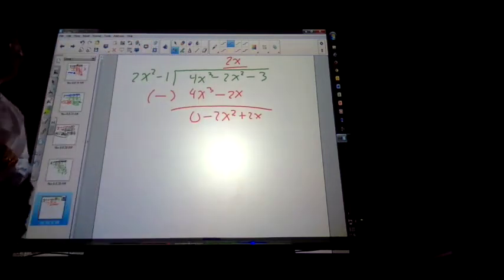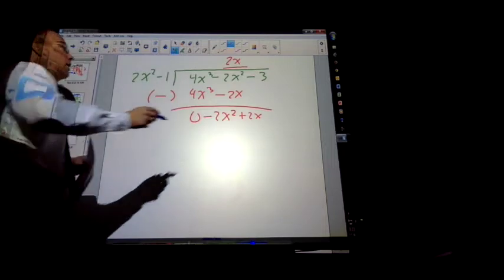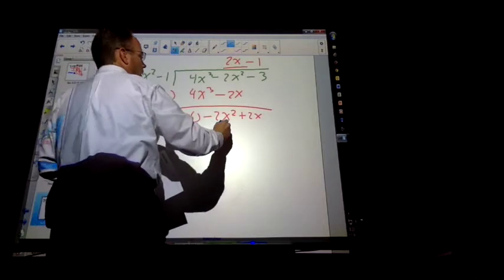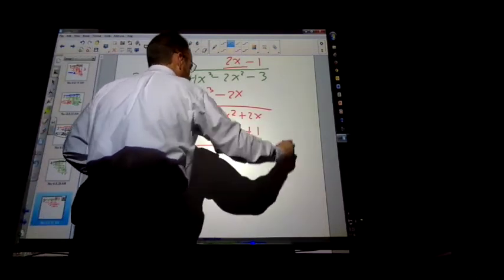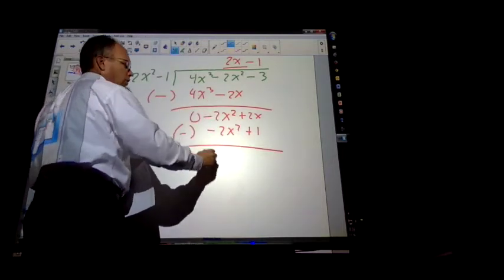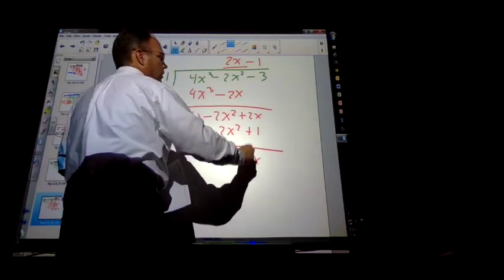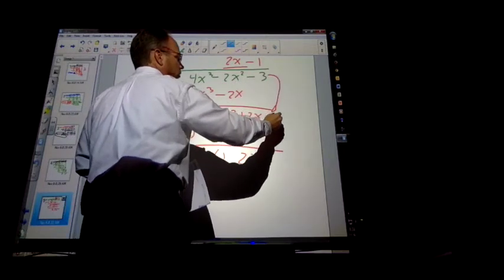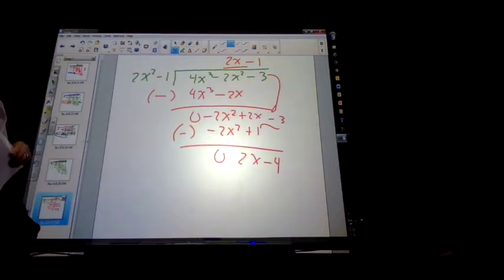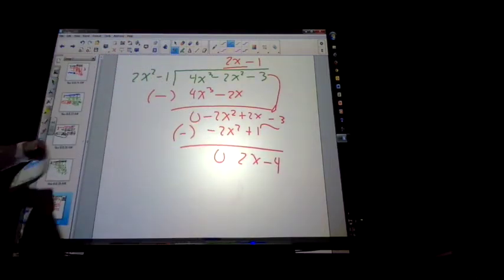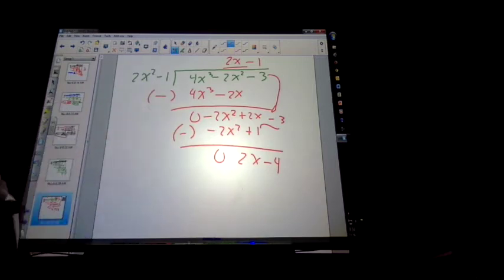I don't have to bring anything down yet. What do I have to multiply times 2x squared to get negative 2x squared? Negative 1, good. So negative 1 times that, negative 2x squared. Negative 1 times that is going to be positive 1. Remember, I'm subtracting. So that's 0. I'm going to bring the 2x down. I should probably have brought this 3 down, so now I can combine it with that. So that's going to give me negative 4. Just rushing, sorry. So my answer is 2x minus 1 with a remainder of 2x minus 4.